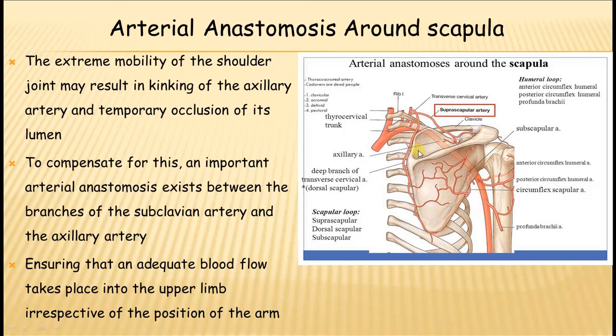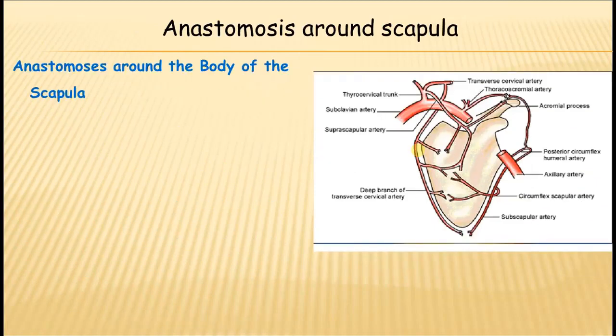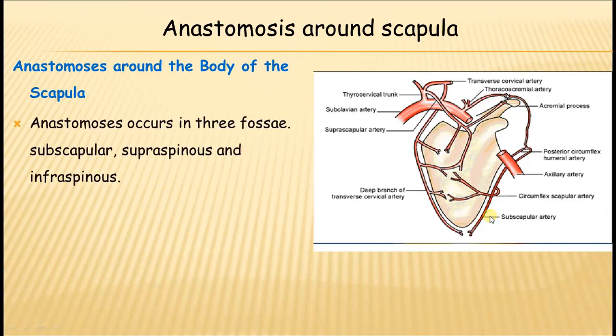Now, where exactly is this anastomosis present around the scapula? There is an arterial anastomosis around the body of the scapula, and also an anastomosis around the acromion process of the scapula. So anastomosis around the body and anastomosis around the acromion. Coming to the anastomosis around the body of the scapula, it occurs in three fossae, that is the subscapular fossa, and behind you have the supraspinous and infraspinous fossae.